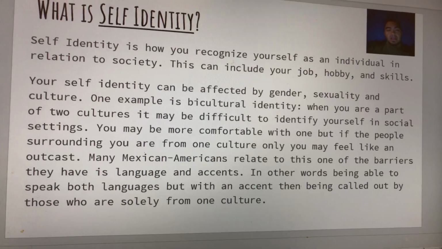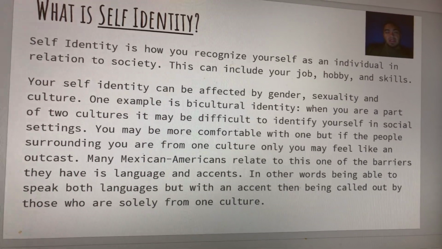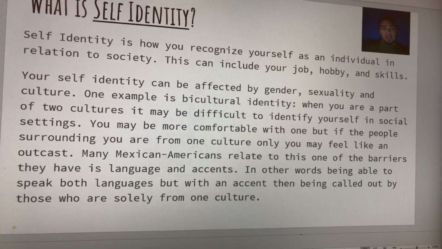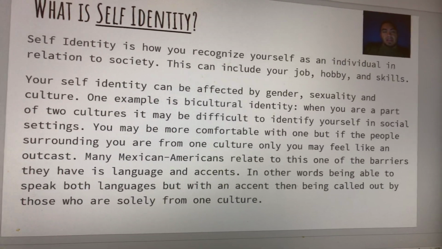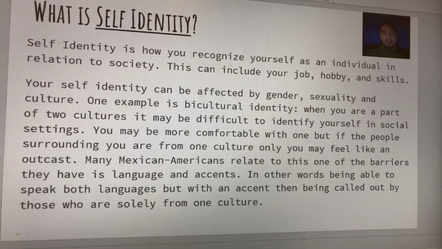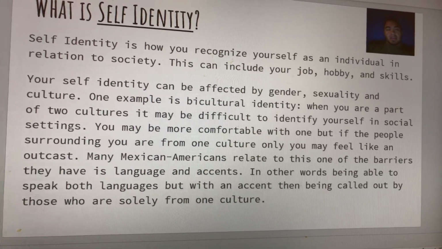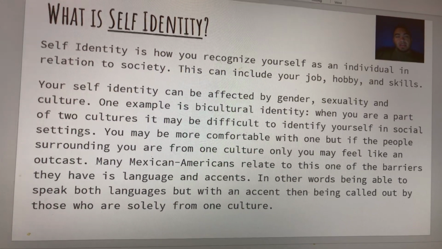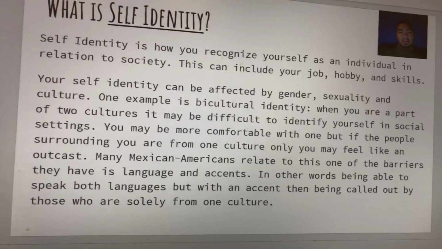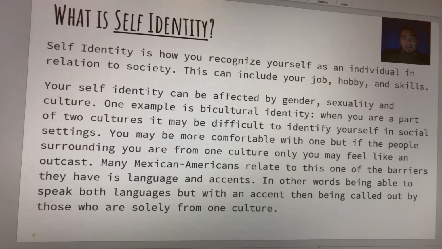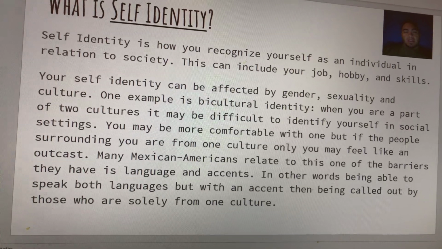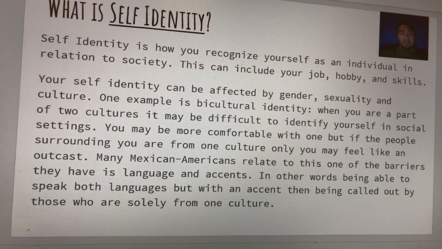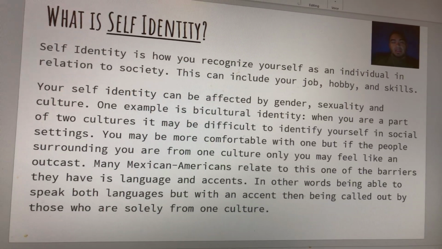One example is bicultural identity, and this is something that I can identify with as well. When you are part of two cultures, it may be difficult to identify yourself in social settings. For example, you may be more comfortable with one, but if the people surrounding you are from one culture only, you may feel like an outcast. Many Mexican Americans relate to this because of the barriers they have with language and accents. In other words, being able to speak both languages, but with an accent, then being called out by those who are solely from one culture.